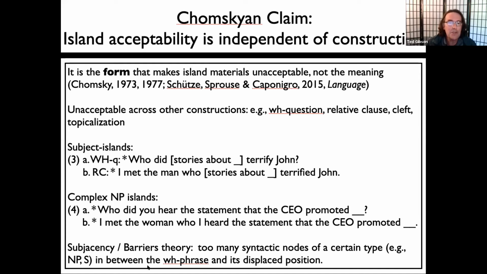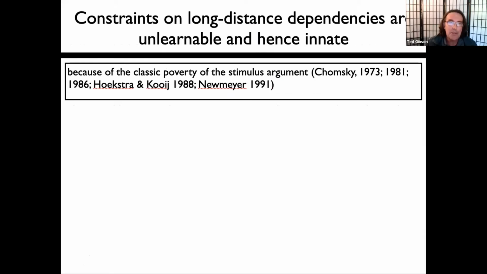And so even though this is kind of the story for why these things are bad, this is actually the best kind of theory, which doesn't work very well, it turns out, when you look at examples. But a fascinating claim of this Chomskyan program was that these constraints on long distance dependencies were unlearnable, and therefore they must be innate. So either they're part of the grammar and they're unlearnable, they're innate, or there's some other way to deal with these because of the classic poverty of the stimulus argument.